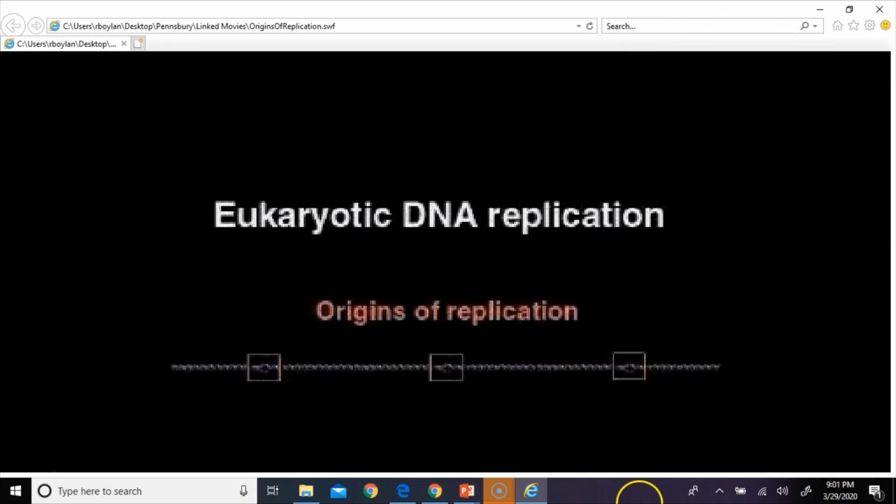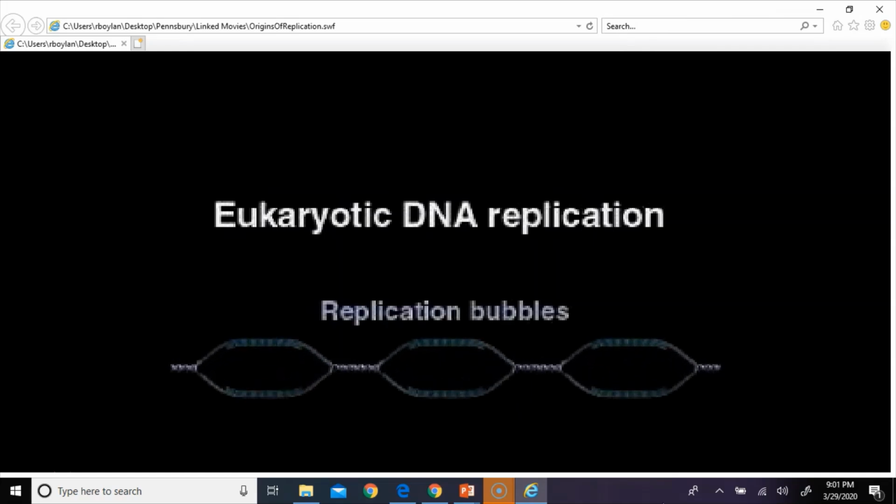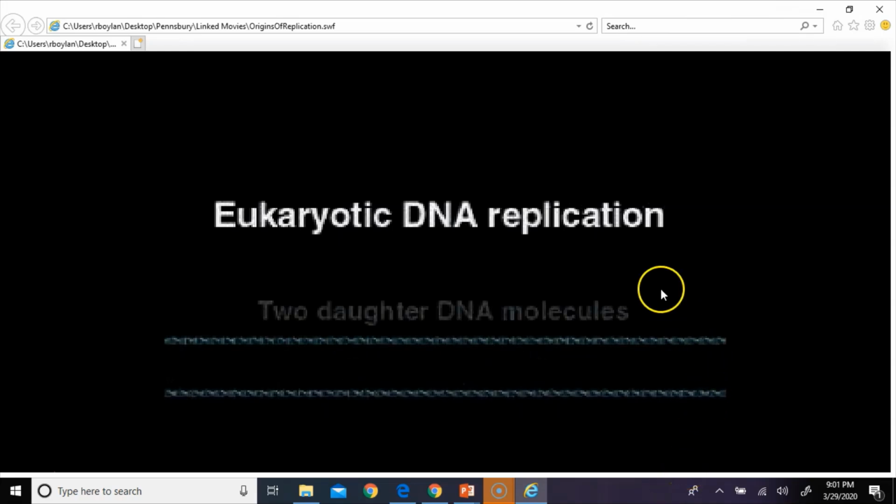green. The DNA of a eukaryotic chromosome has multiple origins of replication. The multiple replication bubbles allow this very long molecule to be copied quite quickly, resulting in two daughter DNA molecules.